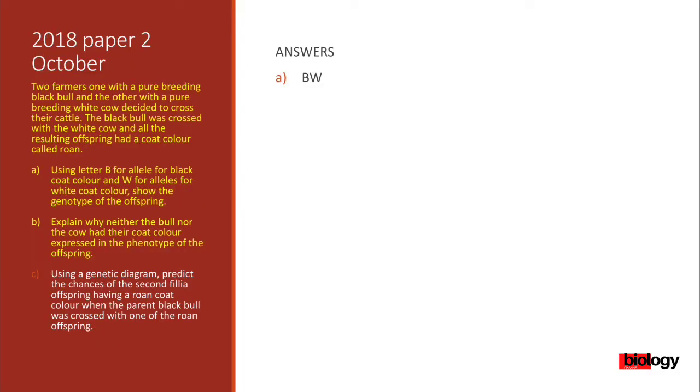Explain why neither the bull nor the cow had their coat color expressed in the phenotype of the offspring. What is the reason? Explain why the color of the black bull and the color of the white cow was not expressed individually in the phenotype of the offspring. Because looking at the question, we didn't have any offspring that had a single color, which is, let's say, black or white. Instead, they had a mixture of the two. Explain why that happened. That's the question. Explain why neither the bull nor the cow had their coat color expressed in the phenotype of the offspring.